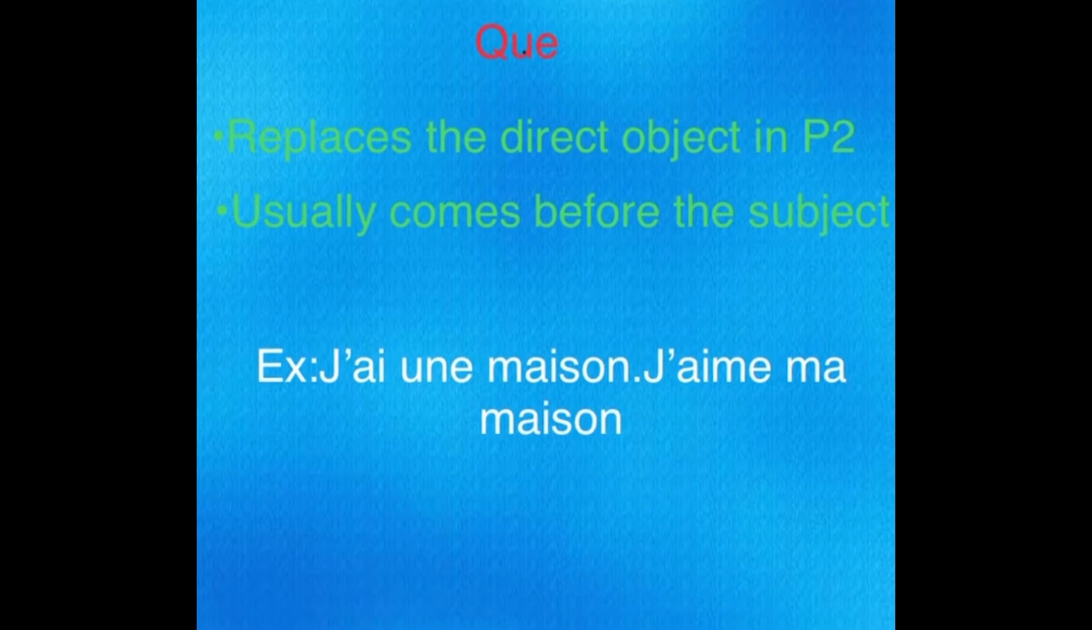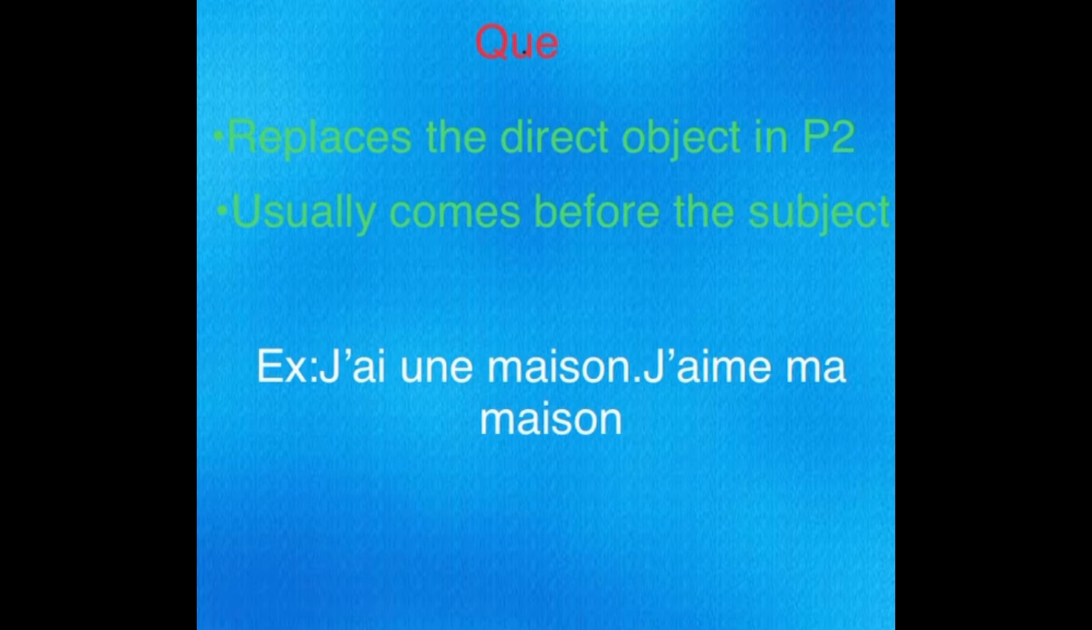Revising previous topics, we can remember that direct objects are the objects that are not preceded by a preposition and indirect objects are the objects which are preceded by a preposition. Now, the second relative pronoun is que. Que replaces the direct object in phrase 2, and we know that a direct object is an object which is not preceded by a preposition.